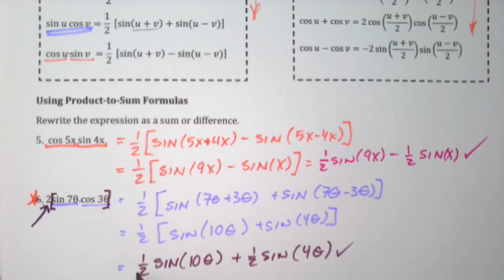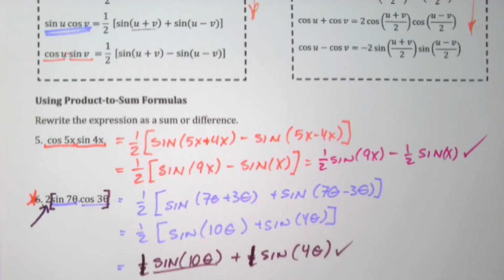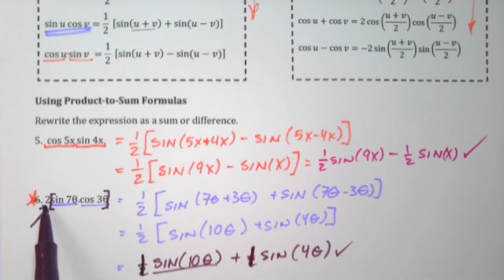Well, 2 times 1/2, we just get a 1. So that just turns into a sine of 10 theta. And that's going to happen for this one as well. We just get a 1. So as we're doing these formulas, make sure you're really paying attention to those details. As you've seen, brackets and parentheses to separate stuff is always going to be helpful.